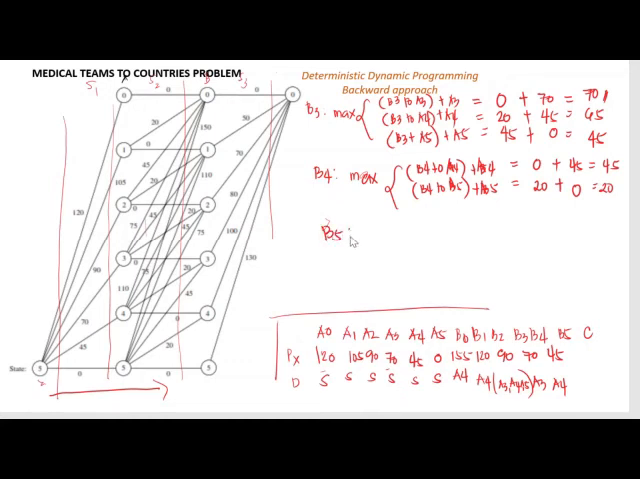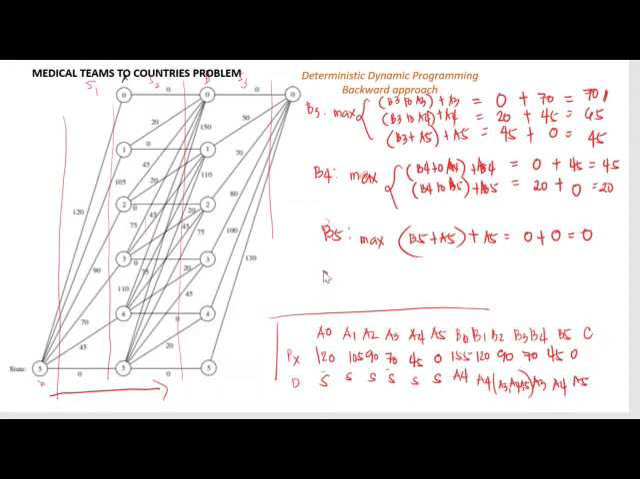So B5, maximum. Okay, since B5 has only one connection, that's B5 to A5 plus A5. B5 to A5 is 0 plus A5 which is 0. Okay, so 0, and the source is A5.